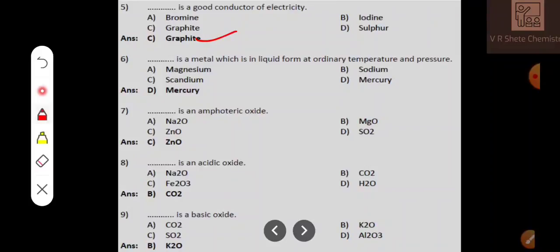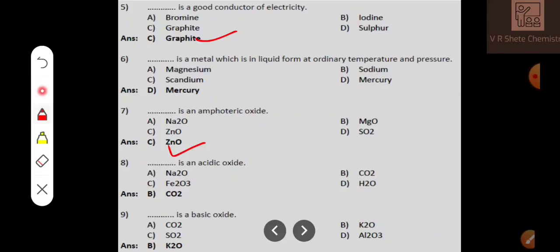Which metal is in the liquid form? Mercury is one of the metals which is in the liquid state, while all other elements of the periodic table form solid state. Amphoteric oxide: zinc oxide is an amphoteric oxide, which means it shows both acidic and basic properties.